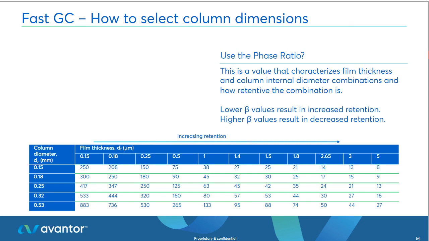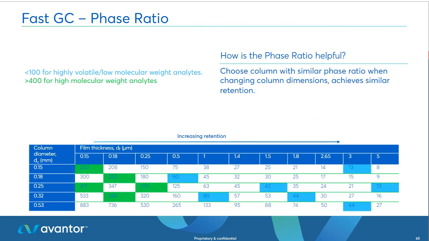And then the higher β values, you can see them on the far left side, have decreased retention, so the analytes fly through much faster. So the phase ratio is helpful. It helps you choose a column with a similar phase ratio, so when you're changing down to a smaller dimension or higher dimension, you're keeping a similar amount of retentiveness. You're not seeing a massive change in the chromatography, just maybe a difference in the retention time.